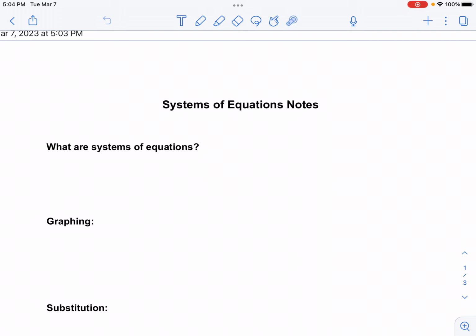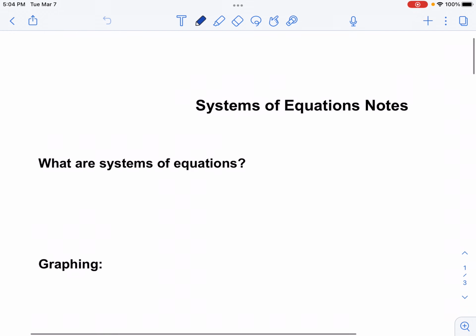So what I'm introducing today is gonna be systems of equations notes. We're not gonna do all of this. We're really just gonna jump around. We're gonna focus on the graphing section, and then we'll go from there, okay? So let's jump right into it. What are systems of equations, okay?